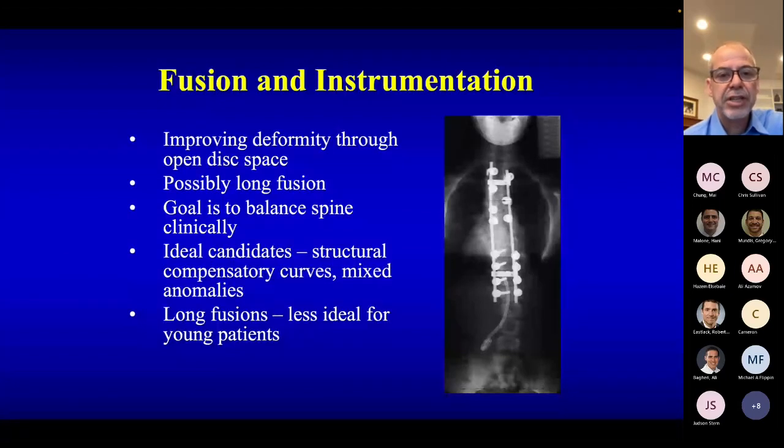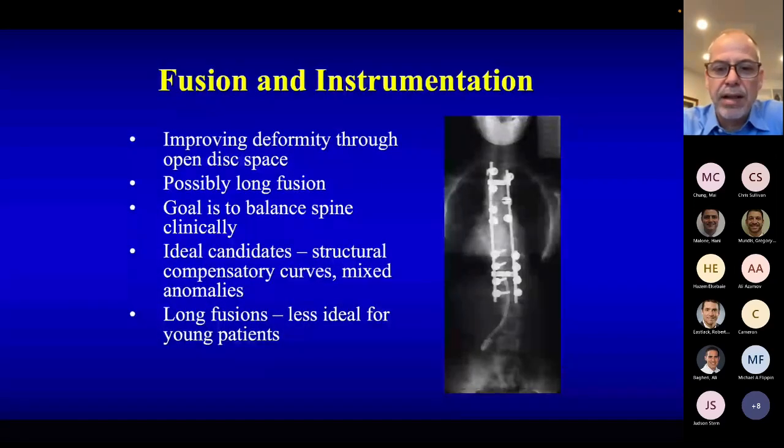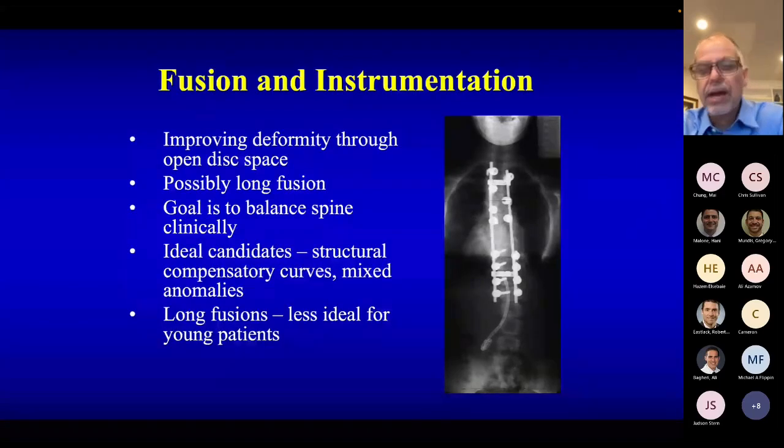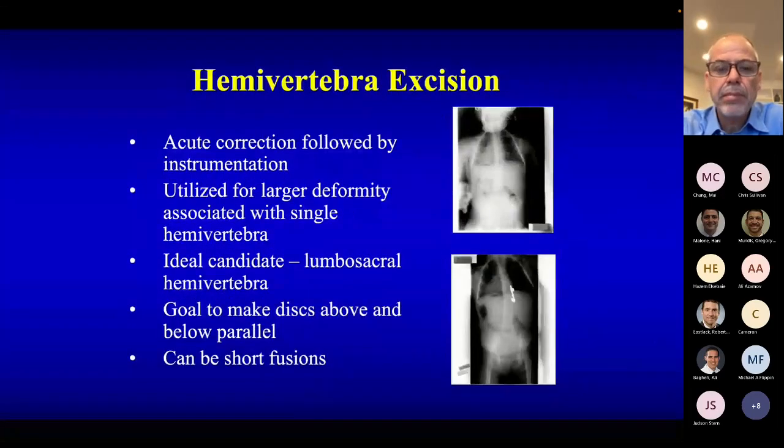Fusion and instrumentation: you improve the deformity by using the disc spaces that are open, and try to avoid any big column osteotomies. These are pretty good when you have compensatory curves as well. The only dilemma with it is you typically have longer fusions, which is again less than ideal for young patients.